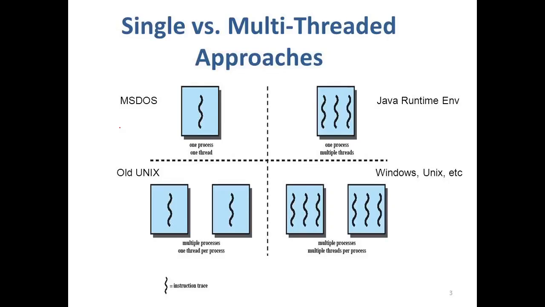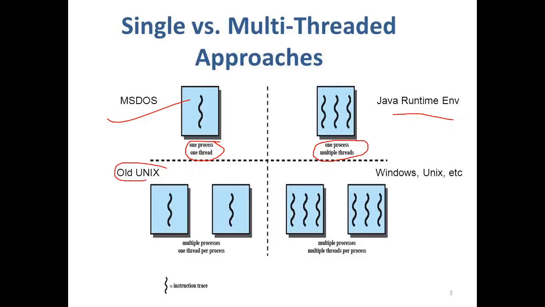So these are the various operating systems. In the MS-DOS operating system, we have only a single thread. So one process, one thread is generated. And in the Java runtime environment, there is one process, multiple threads.